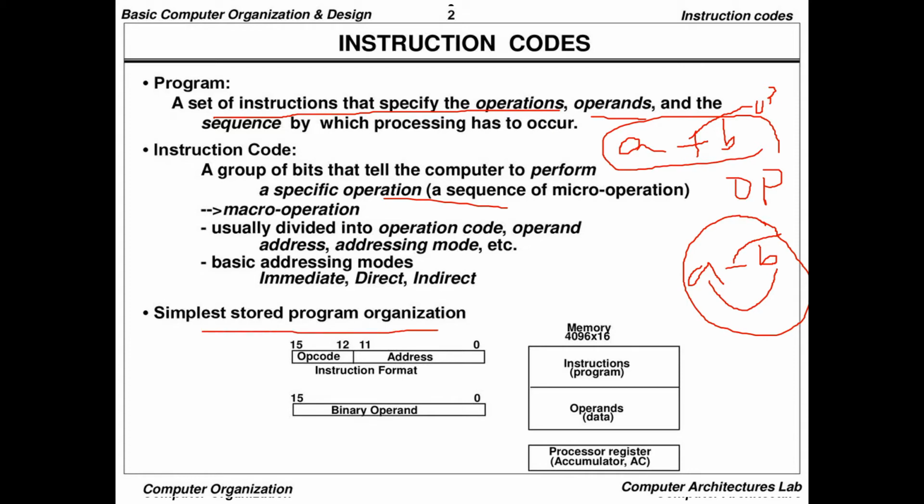Okay, so the simplest stored program organization. Here our memory is 4096 into 16. As you know, it is divided into program as well as data. The program is called instructions and data is called operands, and we have an accumulator and processor register. This is binary operand 0 to 15, and the instruction format we'll discuss now. So this is the simplest stored program organization. In examination they may ask you like that. This is important: draw the diagram for stored program organization. This is the diagram for stored program organization. You can pause the video and note it down.